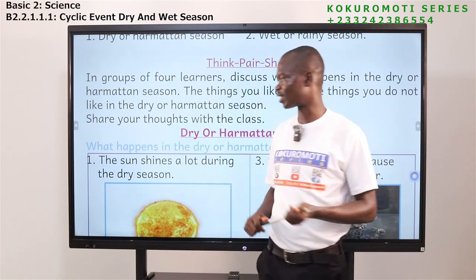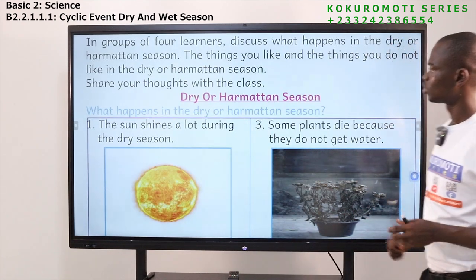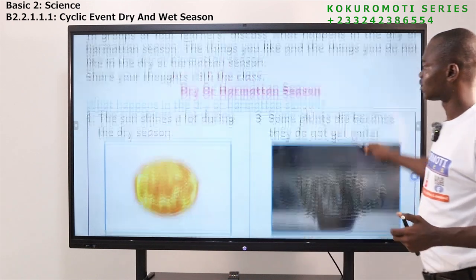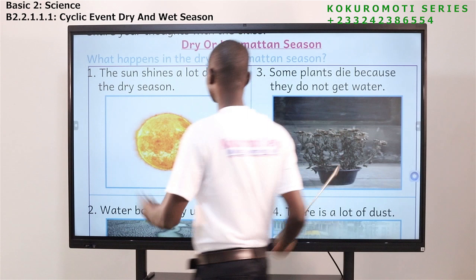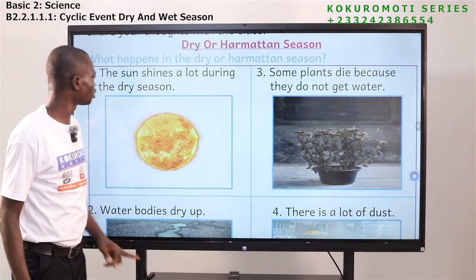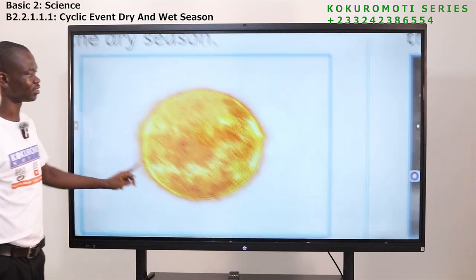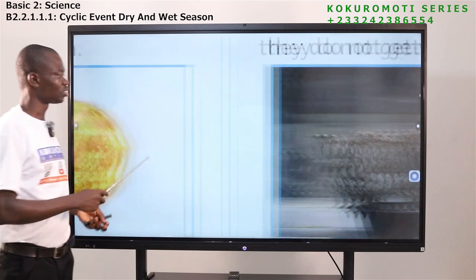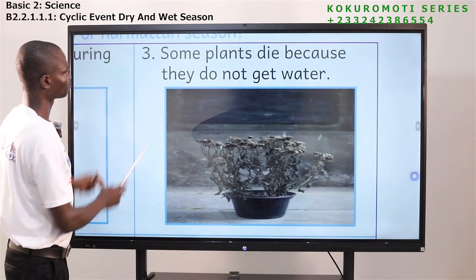So we are going to look at them. Now, the first one is what? Dry or harmattan season. What is it? So what happens in the dry or harmattan season? Now, during dry or harmattan season, these are some of the things that happen. Now, the first one, the sun shines a lot during the dry season. So this is the sun. During dry season, the sun, it shines a lot. So 1, 2, what do we have here?